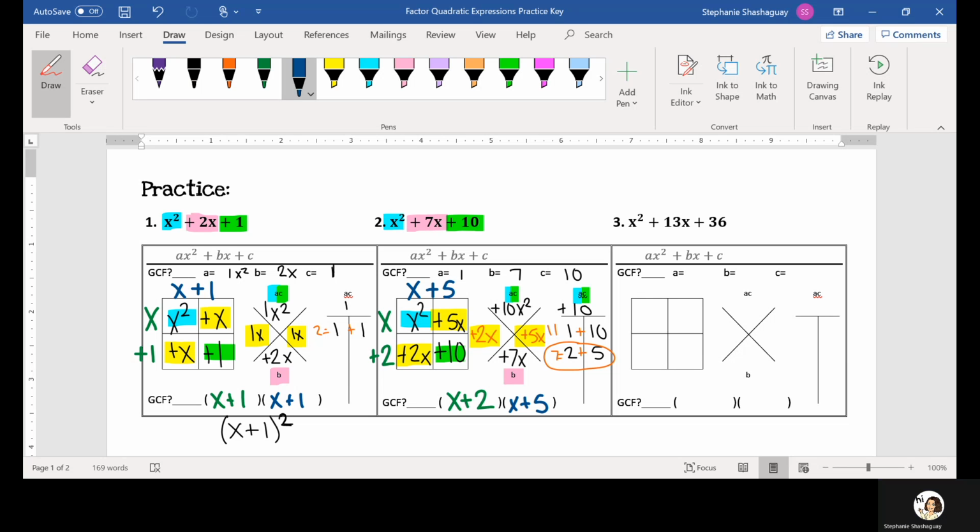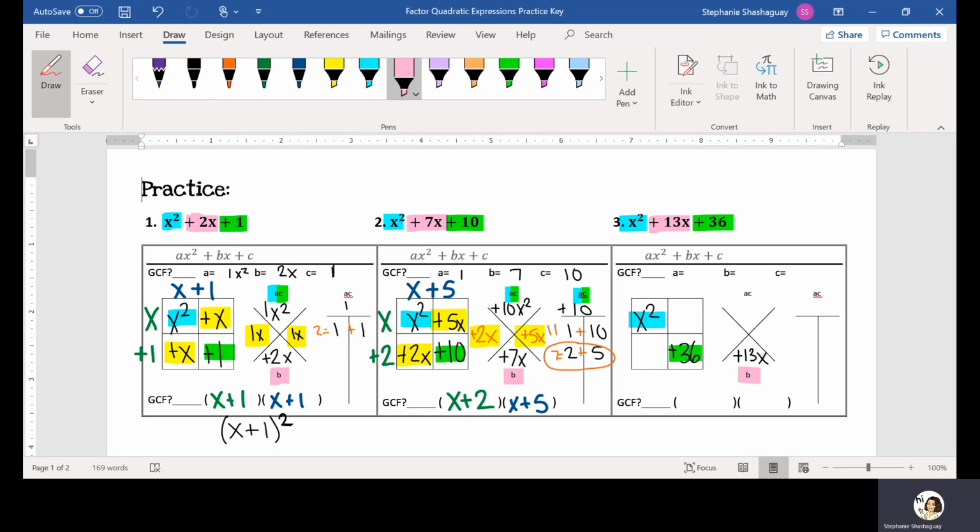All right, looking at number 3. I've got my A term. I'm going to fill it in the top left box. I have my C term. I'm going to fill it in the bottom right hand of my box. Don't forget the sign. Bring the sign with you. Okay, I have my B term here, which is a positive 13x. I'm going to fill that in here, positive 13x.